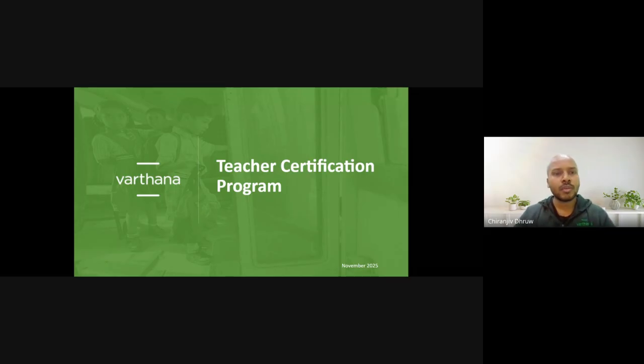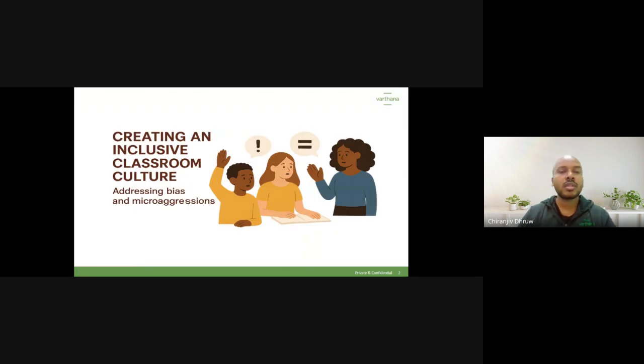So let's move ahead. Coming to today's session, our topic is creating an inclusive classroom culture, addressing biases and microaggressions. This topic is extremely important because the classroom climate we create directly shapes how safe, confident, and motivated our students feel. Today we will explore what biases and microaggressions look like in real classroom scenarios, how they impact our students, and practical strategies we can use to build an inclusive environment where every learner feels valued. I hope this is clear to you. And in the later sessions, we will also learn about many more things.